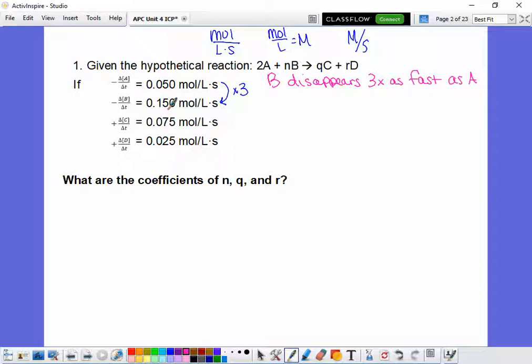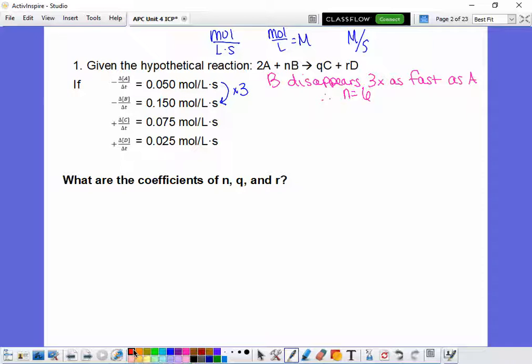Not yet, at least. So since B is disappearing 3 times that of A, the coefficient in front of B would be 3 times the coefficient in front of A. So therefore, N has to be 6. We can do the same thing for both substances C and D. Let me walk you through C.